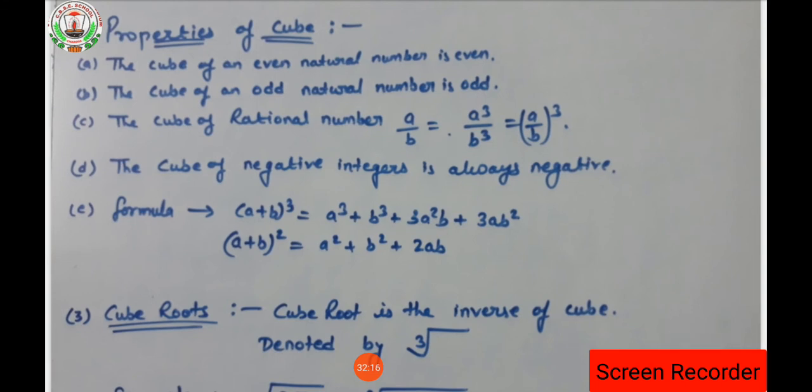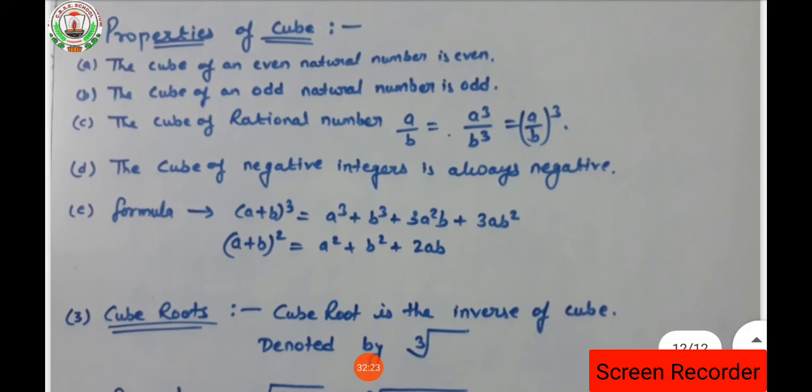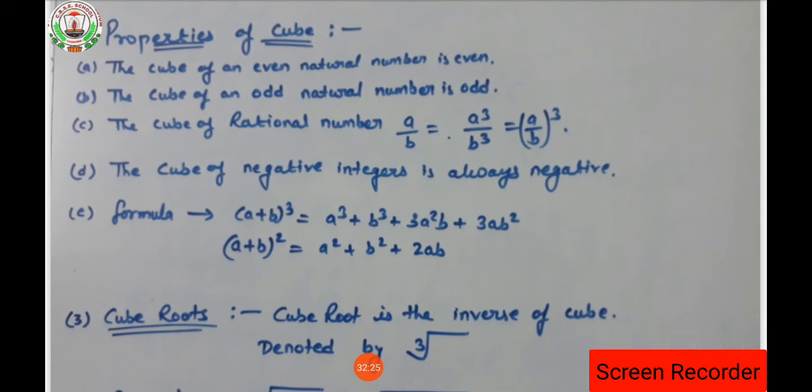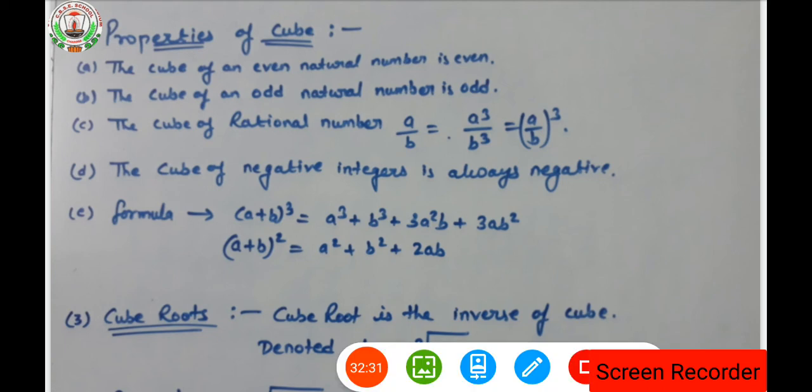So cube of a rational number a upon b is equal to a cube upon b cube, that is, a upon b, the whole cube can be written. The cube of a negative integer is always negative. Okay, cube of a negative integer will always be negative.